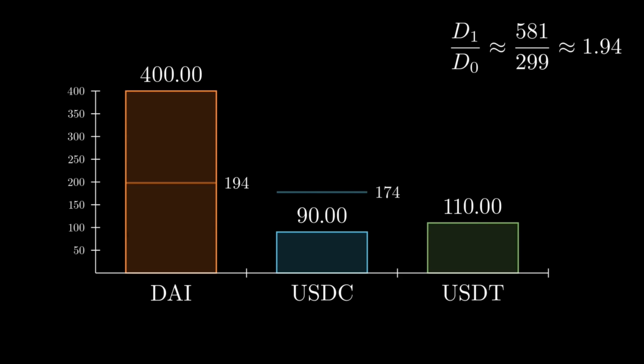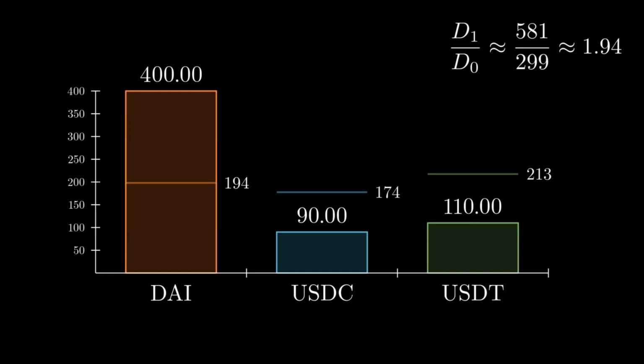And we do the same for USDT. The previous balance is 110. We multiply by the ratio 1.94, and we get that the ideal balance of USDT is 213. The liquidity increased by 94%. So in the ideal situation, we should increase all of the token balances by 94%. But as you can see, in our example, this is not the case.